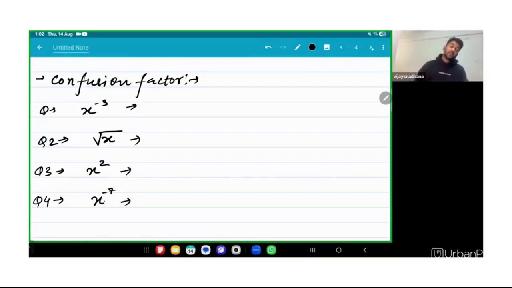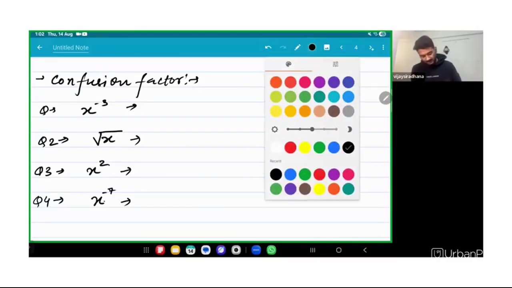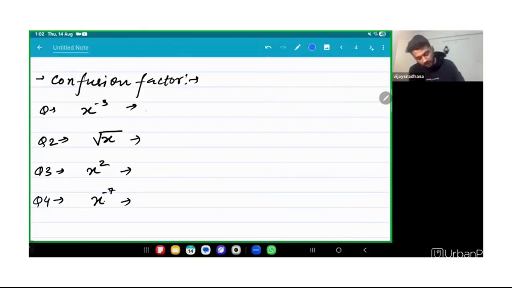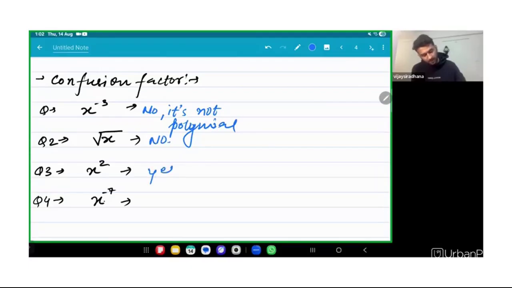Now, students, over here in question number 1, is it a polynomial, if I ask? Then no, it's not a polynomial. The second answer is again no, it's not. The third answer is yes, it's a polynomial. And the fourth answer is no, it's not a polynomial. So question number 1 is not a polynomial, this one is not a polynomial, but this one is the polynomial. The fourth one is not a polynomial.